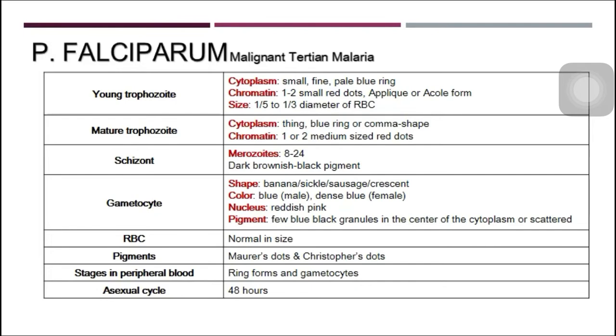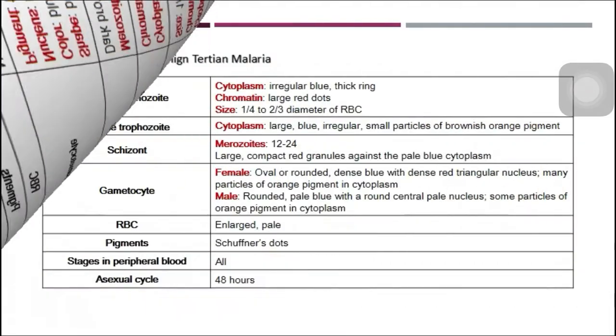Again, P. falciparum causes malignant tertian malaria. In here, RBCs are normal in size. Pigments with Maurer's dots and Christopher's dots, stages in peripheral blood are ring forms and gametocytes. The asexual cycle paroxysm is at 48 hours. It has banana or sickle or sausage-shaped gametocytes.